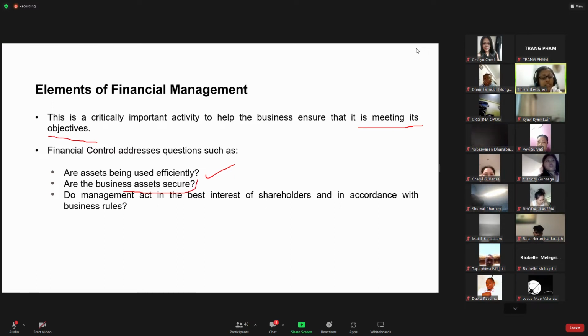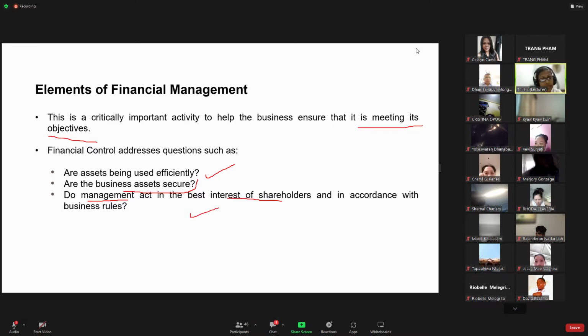And does the management act in the best interest of the shareholders and in accordance with the business rules? Is the business trying to fulfill the needs of the shareholders? Are they trying to make a profit and give shares to the investors? If that's done, then great. So these three key questions you need to ask yourself in terms of controlling the funds of the organization.